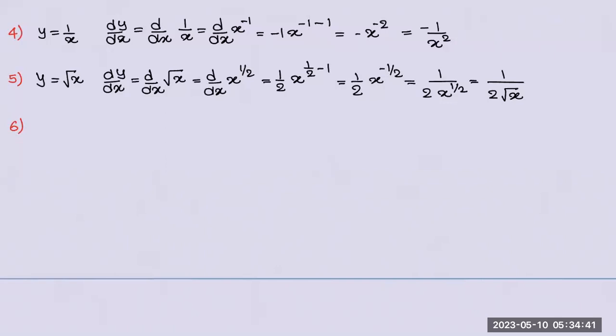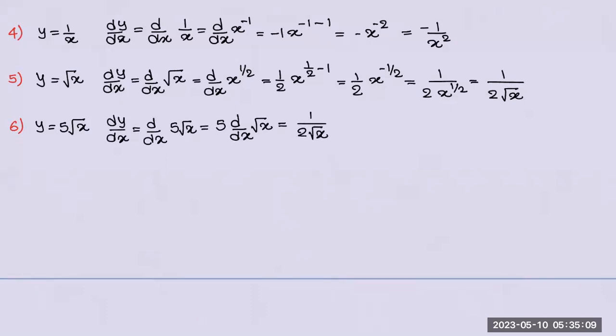Question number 6. y is equal to 5 root x, not 5th root of x, 5 root x. dy by dx is equal to d by dx of 5 root x. That is equal to 5 into d by dx of root x. So I know many students who remember the answer for this one: 1 by 2 root x. Root x is 1 by 2 root x. Okay, sir. Yeah, it's already done here. Check it. The process is being done here.